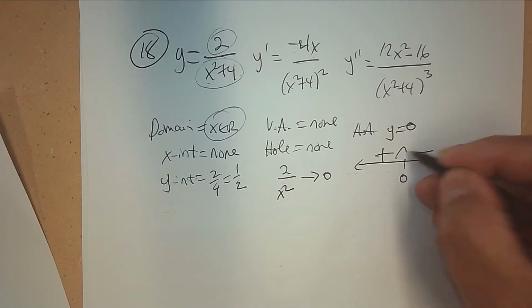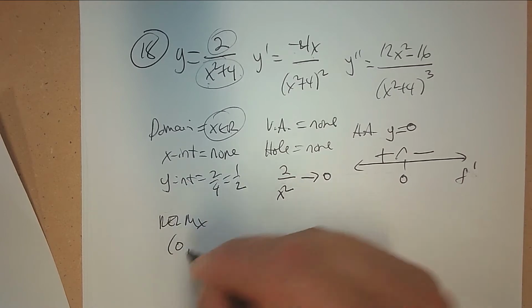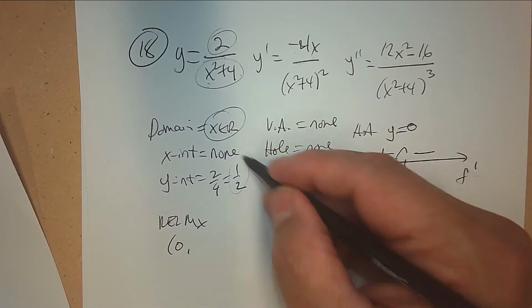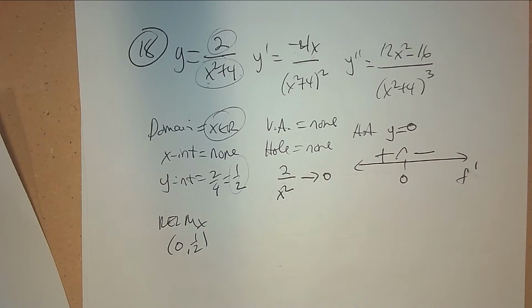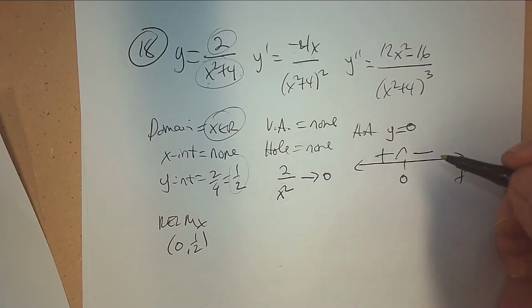What did we just find? At 0, there's a relative max. And when x is 0, y is 1/2. That's actually the y-intercept. So we have 0 and 1/2 as a maximum and a y-intercept. There is no minimum.